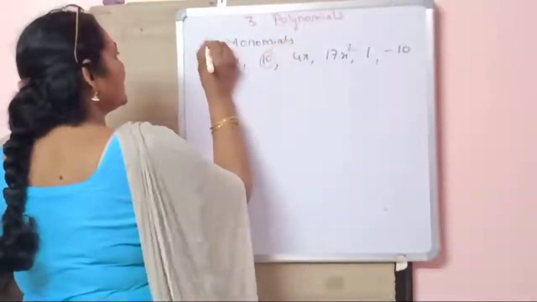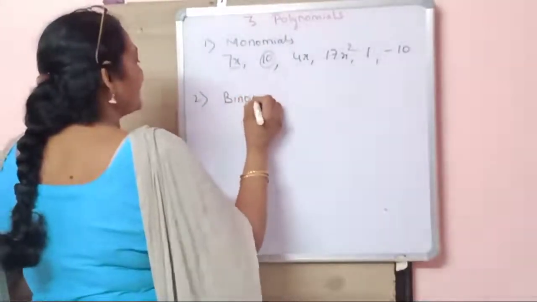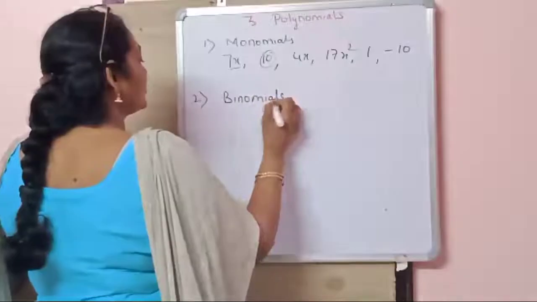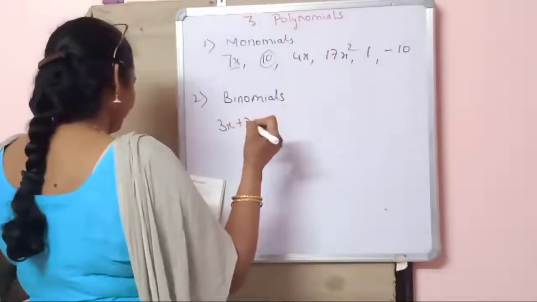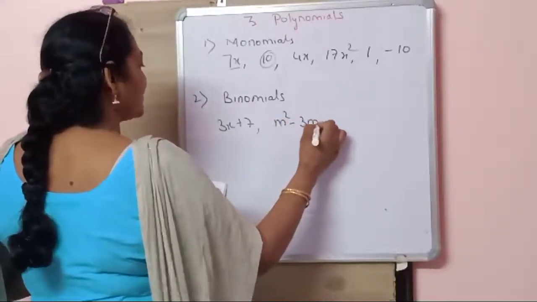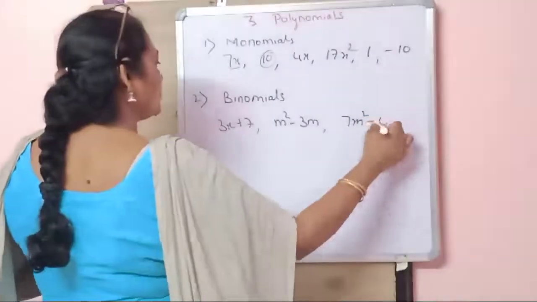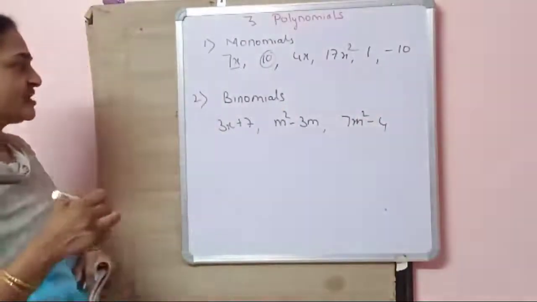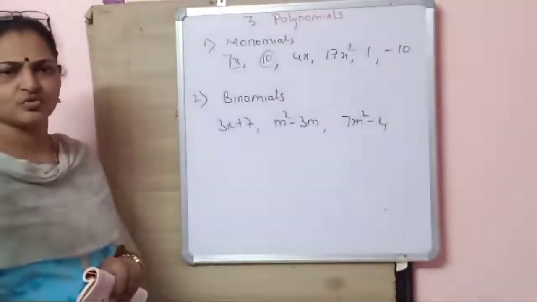Then the second one is binomials. Binomials means where there are two terms. So 3x plus 7, then m square minus 3m, then 7m square minus 4. All these are called binomials because there are two terms. I have explained the degree and variable also.